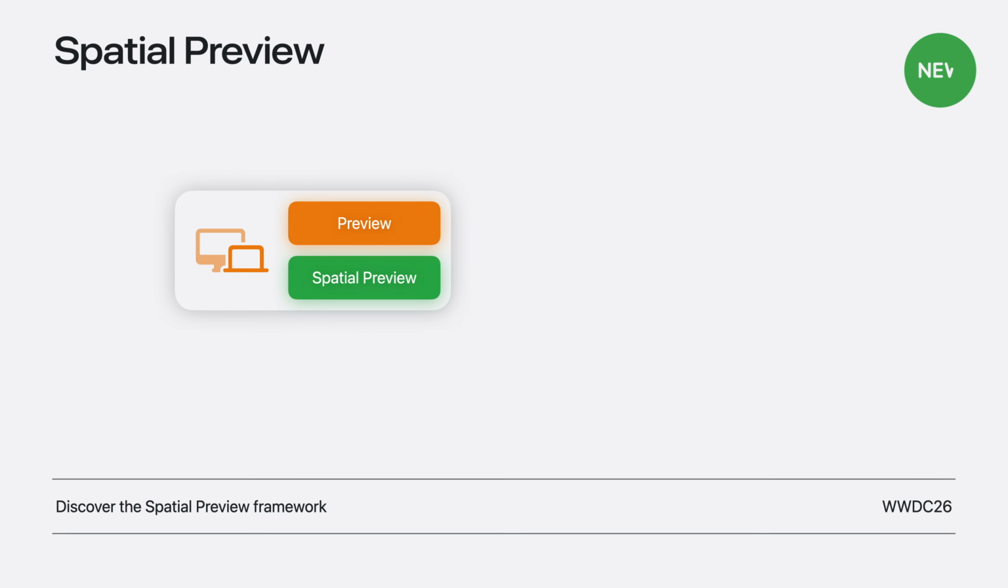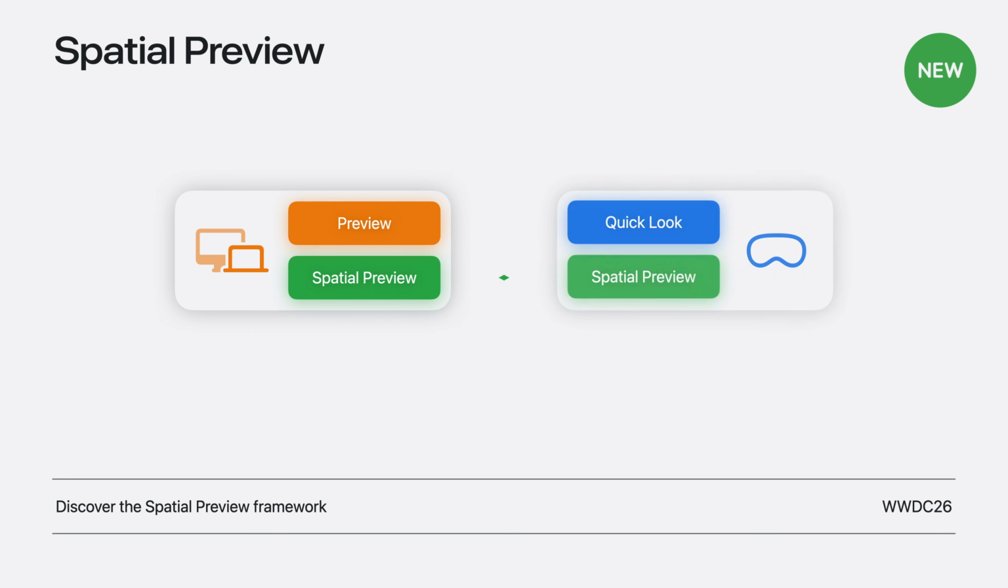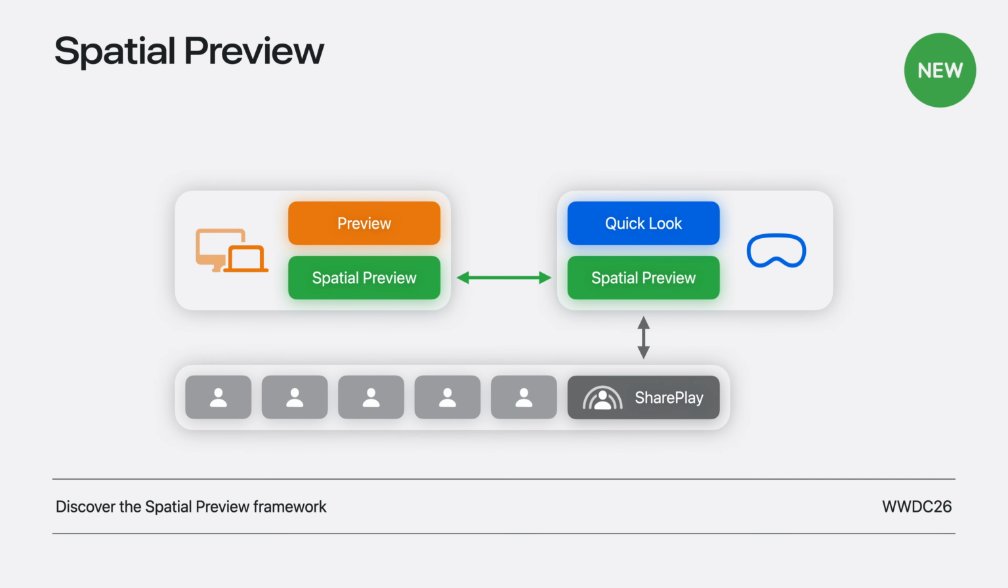Preview integrates with the new spatial preview framework on macOS 27, creating a direct connection between your Mac and Quick Look on Vision Pro. As you work on your USD scene in Preview, changes are visible live in Quick Look on the Vision Pro right in your own space. And through SharePlay, you can bring in an entire team at once.